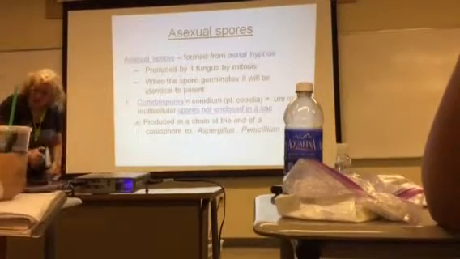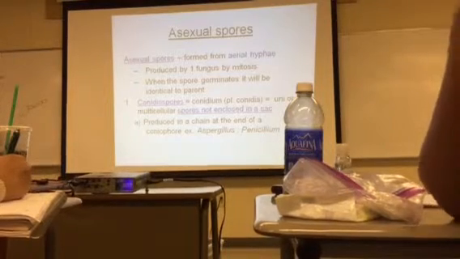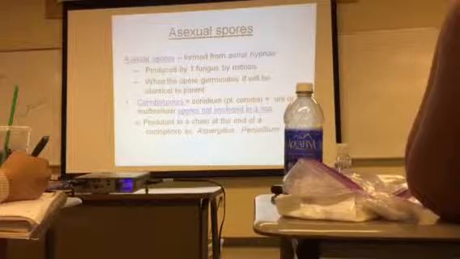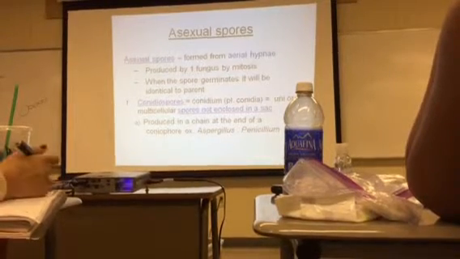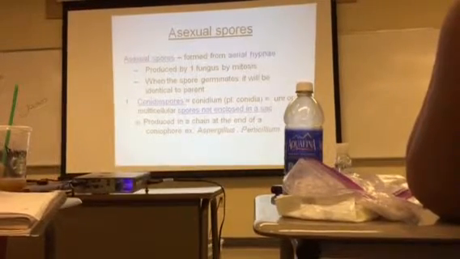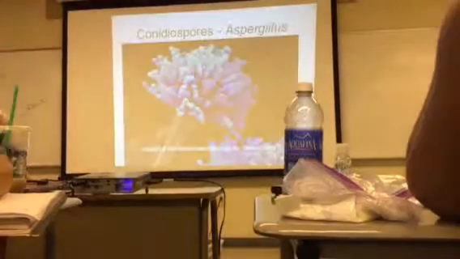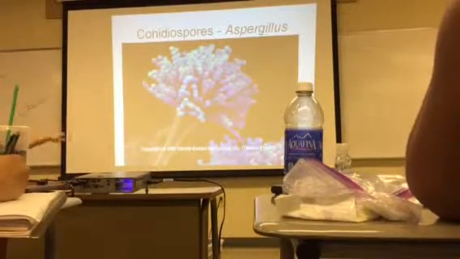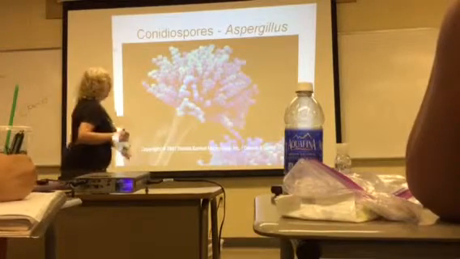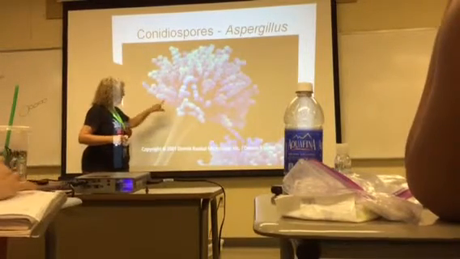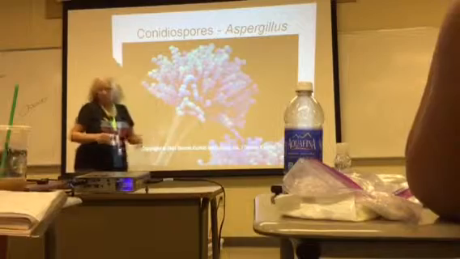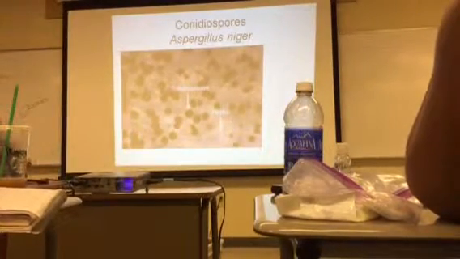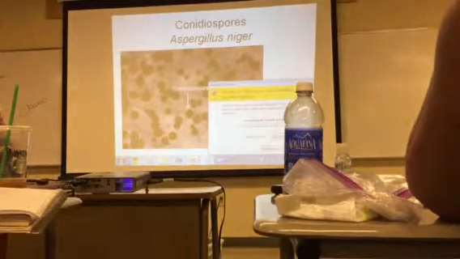So an example of fungi that make these conidiospores are Aspergillus, and that can be a pathogen, and Penicillium. Here's a picture of Aspergillus, and you can see those spores. This is a conidiophore, the stalk that the spores are coming off of. And here's those individual spores. Here's a picture of Aspergillus in media.